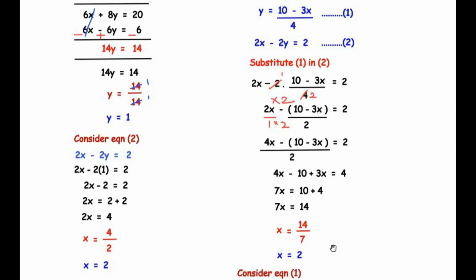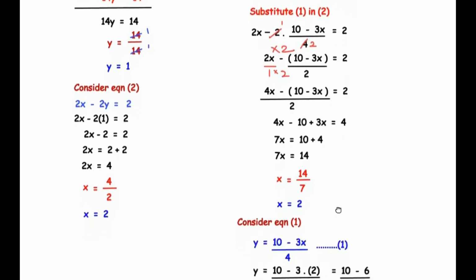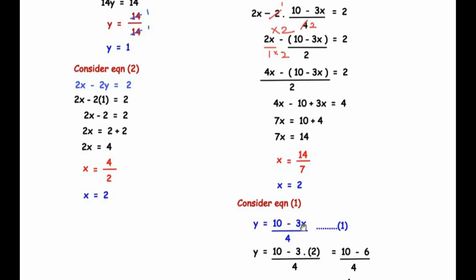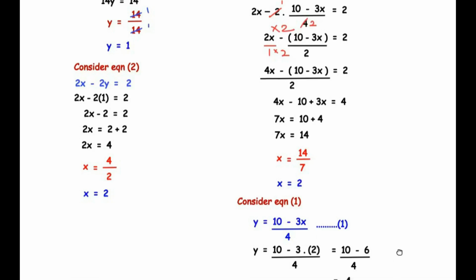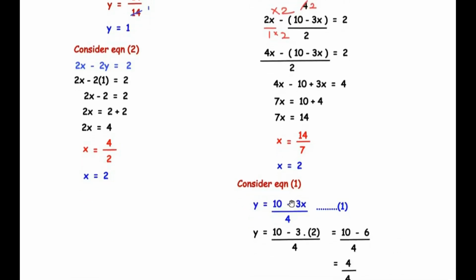Now in the next step, we are just going to plug in the value of x in equation 1. So we have written here, consider equation 1, that is y is equal to (10 minus 3x) over 4. Now in place of x, we have substituted 2. So we get y is equal to (10 minus 3 times 2) over 4. Now simplifying this, we get 10 minus 3 times 2 is 6 over 4.